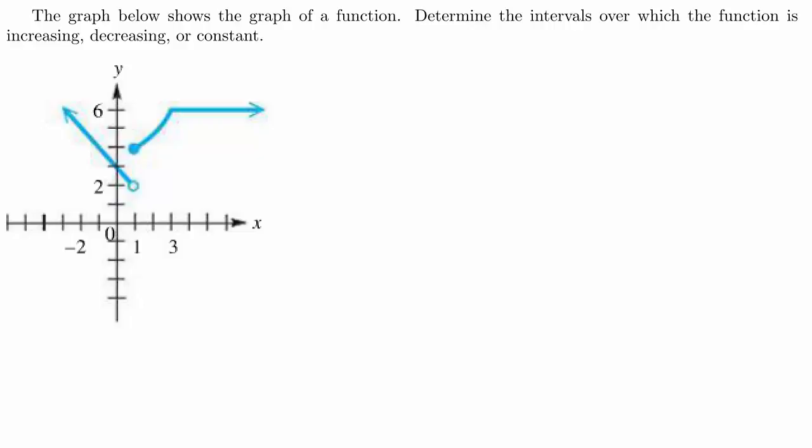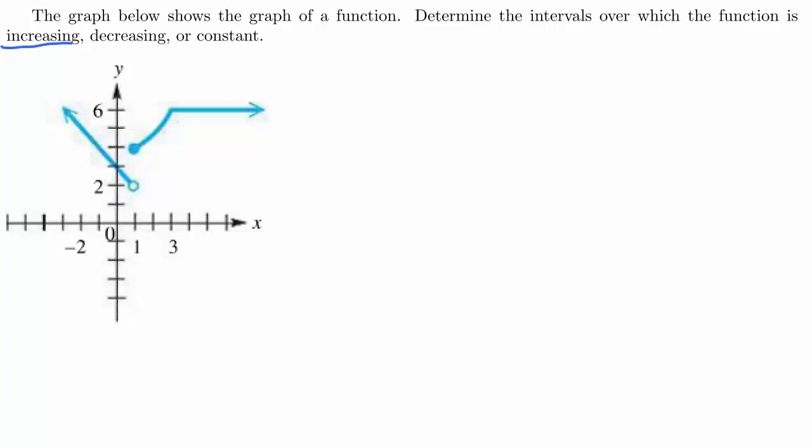Hello. In this example, we have a graph that's been given to us. It says the graph below shows the graph of some function. Determine the intervals over which the function is increasing, decreasing, or remaining constant. Okay, this is something that a lot of people get confused on that's actually a relatively simple concept once you understand what's happening here. Now, we want to figure out when is it increasing, when is it decreasing, and when is it constant.